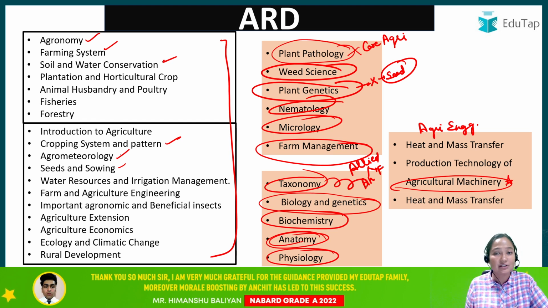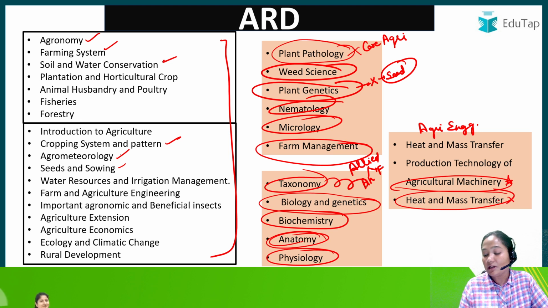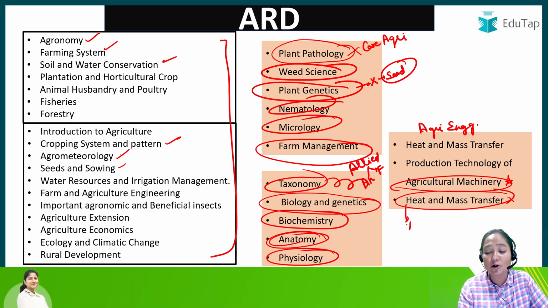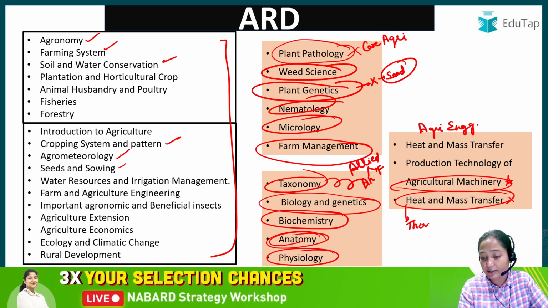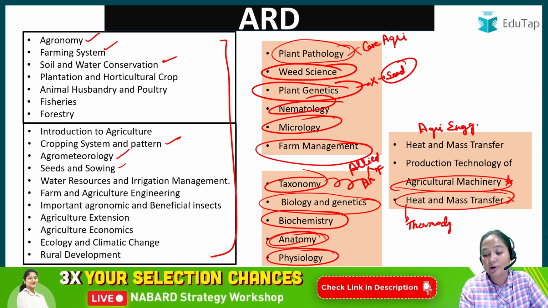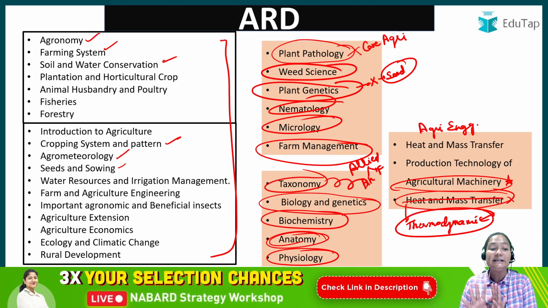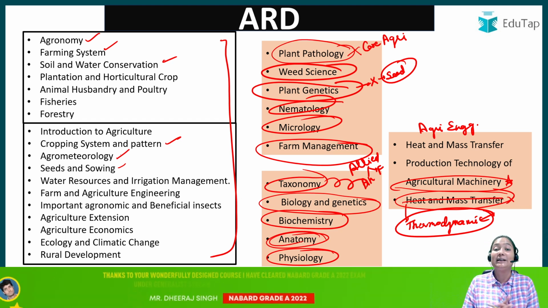Some storage structures, yes, are important. Then heat and mass transfer, again this is repeated, so that you don't need to do, right? Also the topics related to thermodynamics, that also you should try to avoid, right? Rather just write कि the thermodynamics topics that are there, you need to avoid for agri engineering for NABARD Grade A examination.